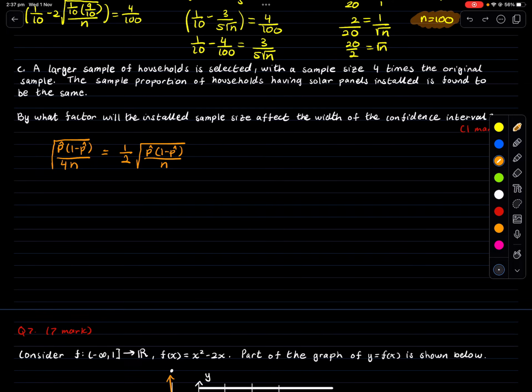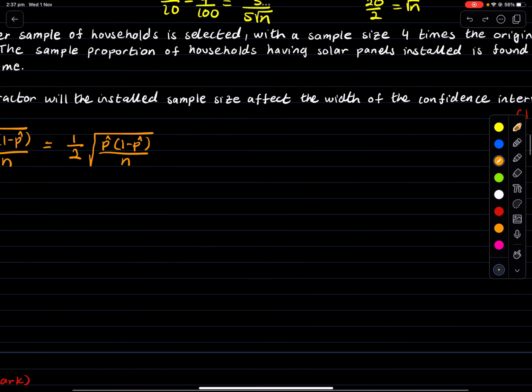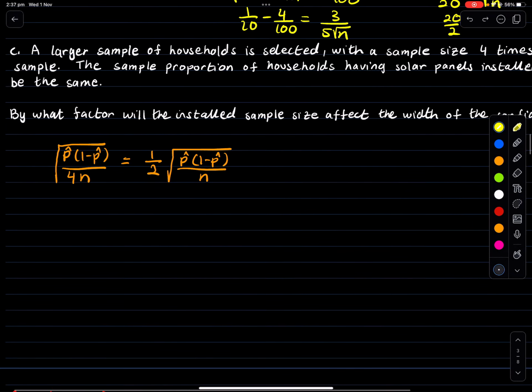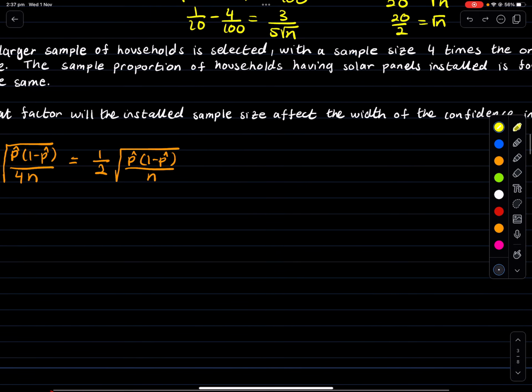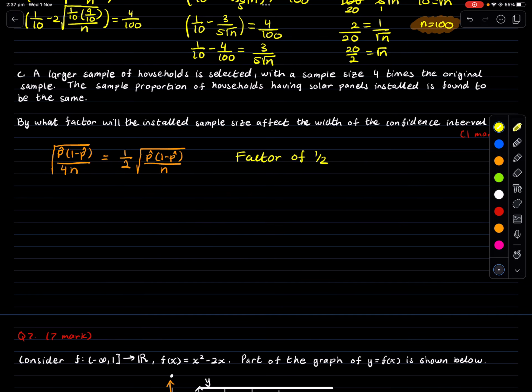So by what factor will the increased sample size affect the width of the confidence interval? I think we can just say a factor of half. Yeah, factor of a half. It's just 1 mark, so I don't think you need to write as much. By what factor? Yeah, factor of half.